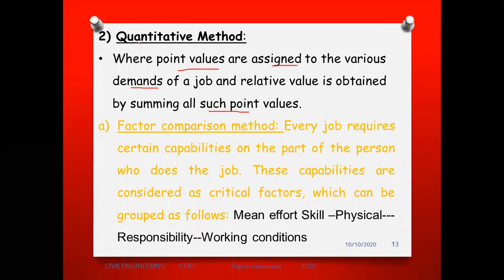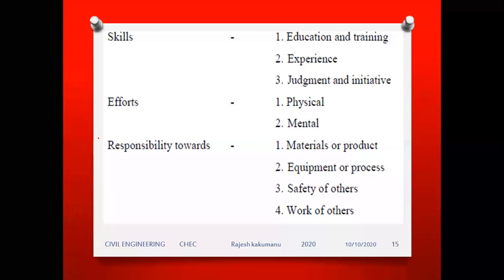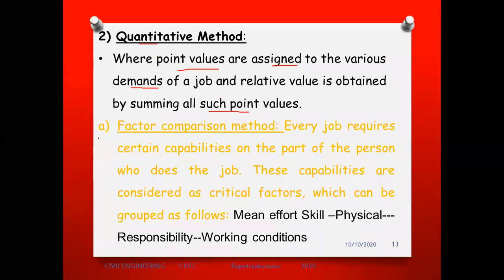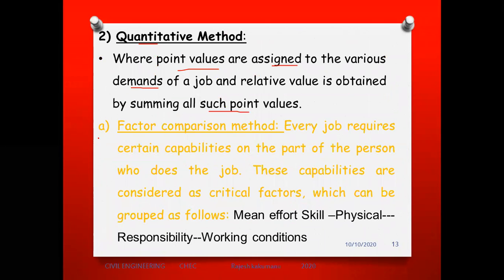So here quantitative means counting, the weight, the number, how much number of vacancies you are making. So this is related to the summing up of all the values of the points. Here you have two types. Those are factor comparison method and point rating method. In the quantitative methods, you have the factor comparison method and the point rating method.